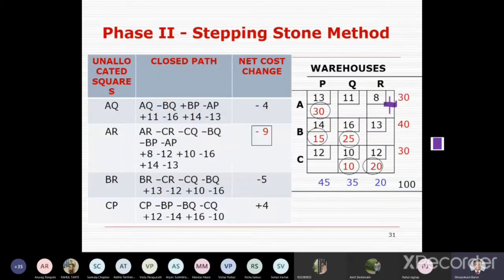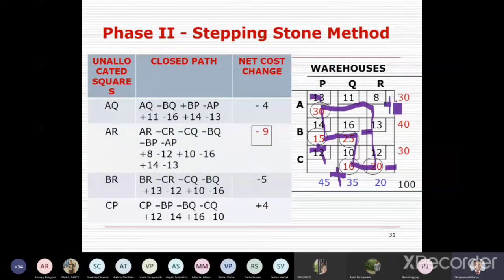So mark plus. Now from this, again make a closed loop. Already you have the closed loop for AR, already you have prepared it. Mark this same closed loop here. Now we want to add some units here. So mark alternately plus and minus. So here plus, another corner it is minus, next plus, next minus, another plus, and next minus.